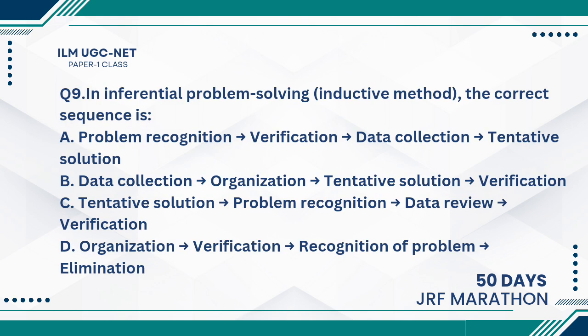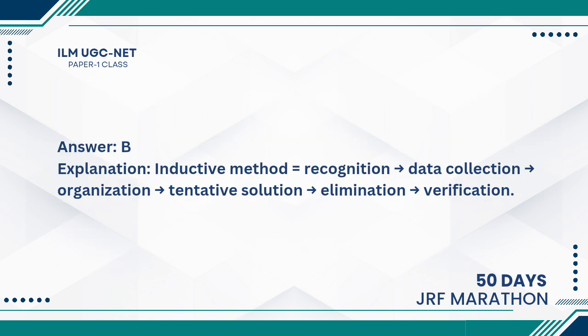Now question number 9. In inferential problem solving, that is the inductive method, the correct sequence is dash. So different sequences are given here of inductive method. You have to select the correct sequence. So inductive method goes in the way: first recognition, then data collection, then organization, arriving at a tentative solution, then elimination, and finally verification. That is inductive method. So that will be option B, data collection, organization, tentative solution, and verification.